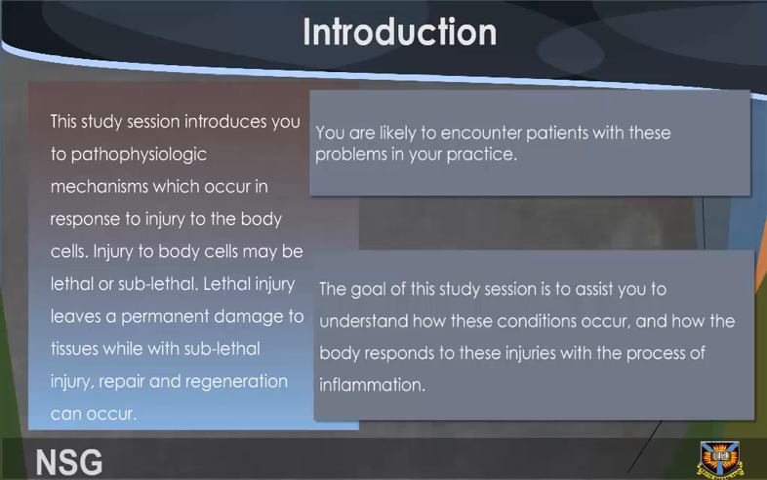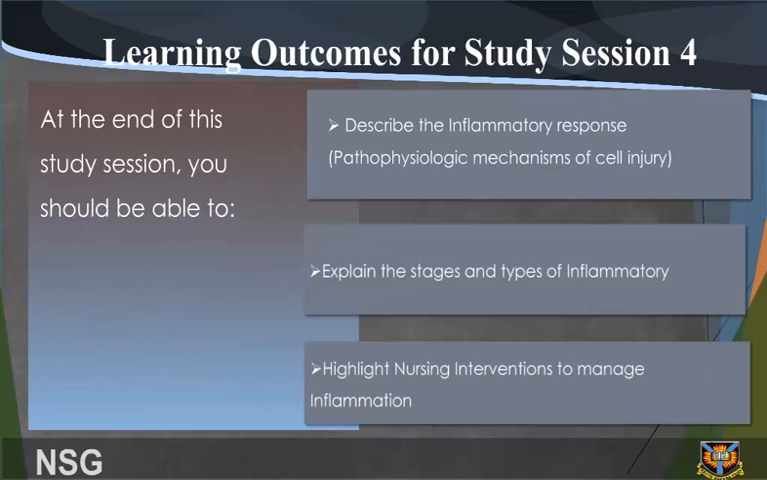The goal of this study session is to assist you to understand how these conditions occur and how the body responds to these injuries with the process of inflammation. Learning outcomes. At the end of the study session, you should be able to describe the inflammatory response, pathophysiologic mechanisms of cell injury, explain the stages and types of inflammation, and highlight nursing interventions to manage inflammation.